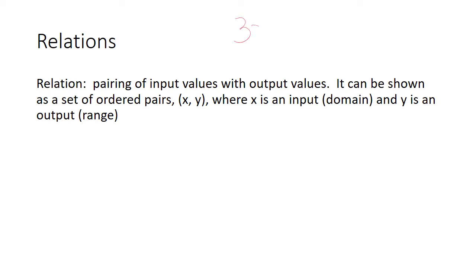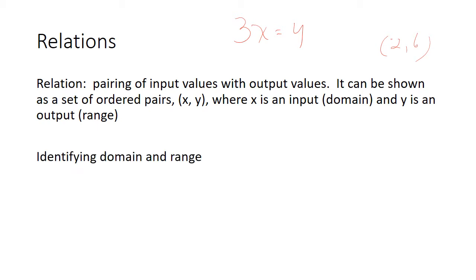Let's say we had 3x equals y. X is going to be our input, y is going to be our output. Whatever we put in for x is going to determine what y is. So let's say we put in a 2 for our x, then for y we are going to get a 6. So we could write it as an ordered pair of (2, 6), where 2 is our domain, 6 is our range, because the range depends on the domain.